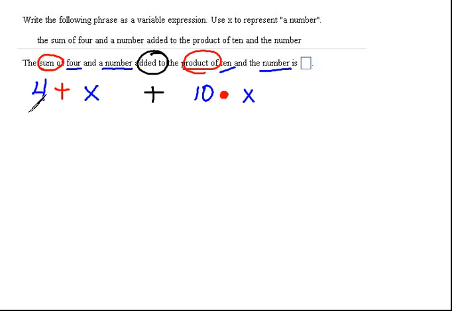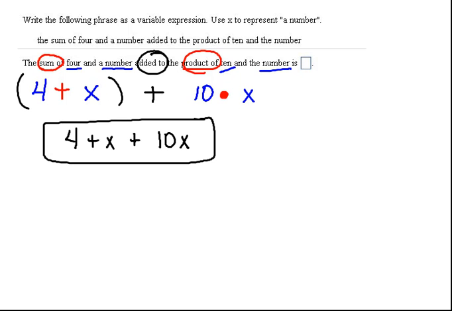Now, because we are adding this thing to this thing, we probably want to use parentheses around that first item, the 4 plus x, just so we can make sure that we know that we're adding these two things together. And then to clean it up a little bit and make it look better for your answer form, you might want to say that is 4 plus x plus 10x.